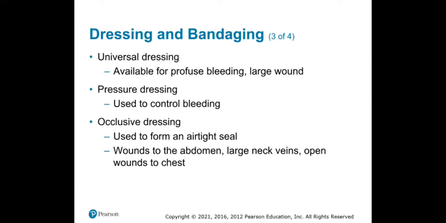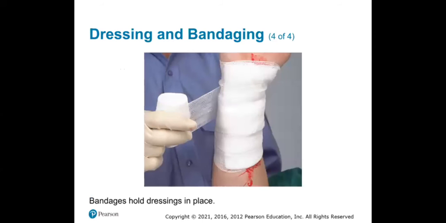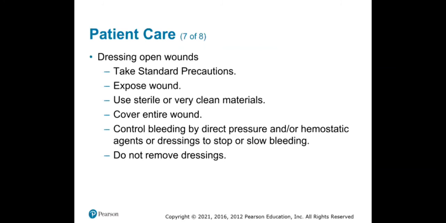Universal dressing, available for profuse bleeding, large wounds. Pressure dressings, used to control bleeding. Occlusive dressings, used to form an airtight seal. Wounds to the abdomen, large neck veins, open wounds to the chest. So this is cling bandage, holding the dressing in place.